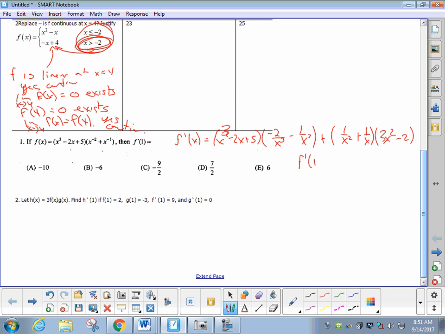Therefore, the derivative at 1 would be 1 minus 2 plus 5 times negative 2 minus 1 plus 2 times 3 minus 2. Yeah, these gave us 1 to work with. That was nice. So we get something like 6 minus 2 is 4 times negative 3, plus 2 times 1. Negative 12 plus 2 is negative 10. How'd you do? Success? All right.